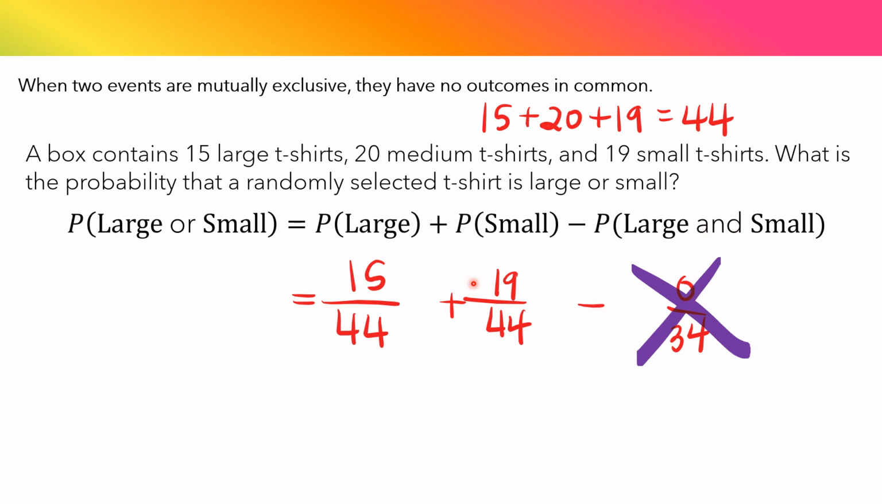So then you could finish this. 15 plus 19 is 34, so that would be 34 over 44, which would reduce to 17 over 22. Basically, to make a short story long, as my advisor used to say, if you have mutually exclusive events, this last bit of the formula is going to end up being 0, but no big deal.